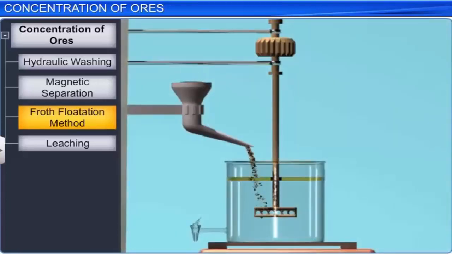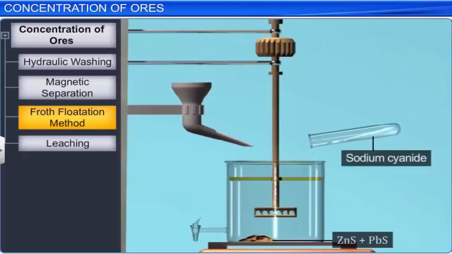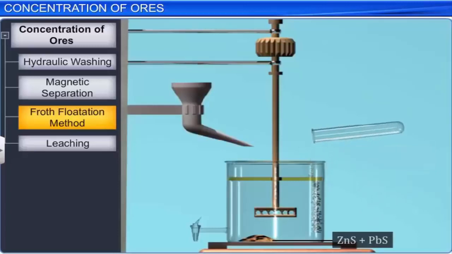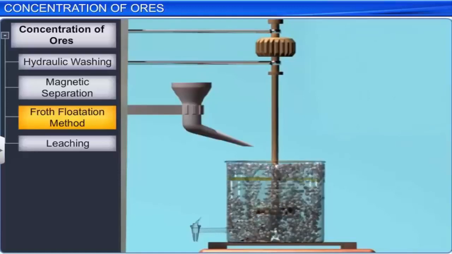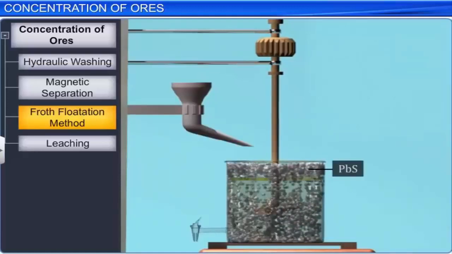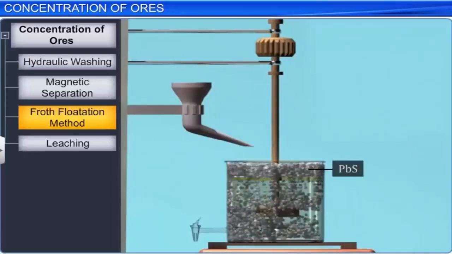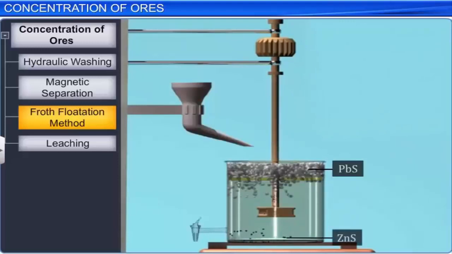For example, if an ore has both zinc sulfide and lead sulfide, sodium cyanide is added as a depressant. It selectively allows only lead sulfide to enter the froth, but not zinc sulfide.